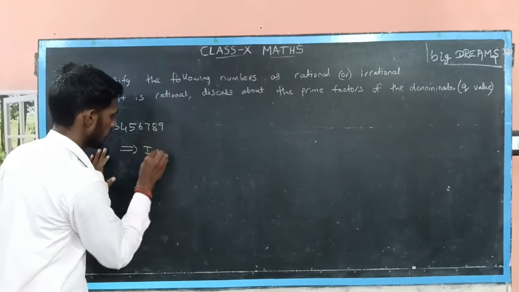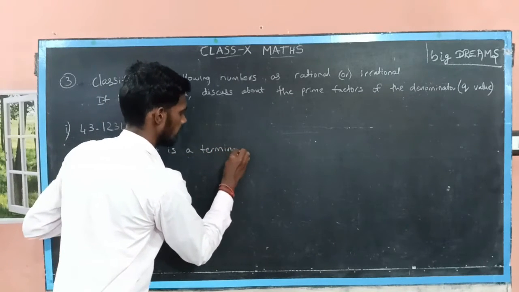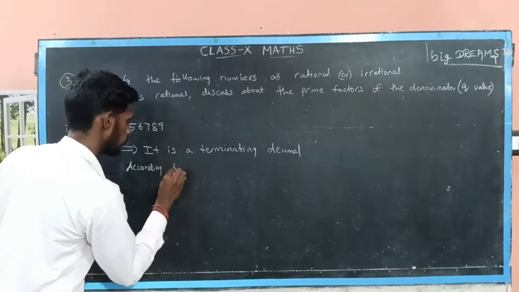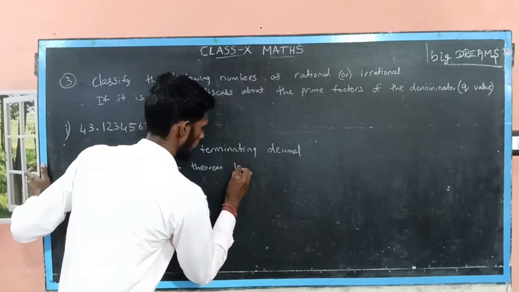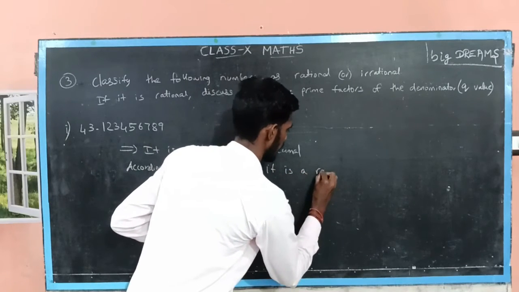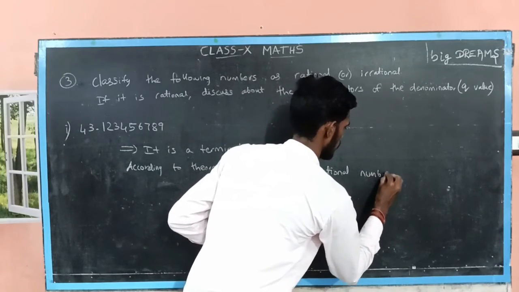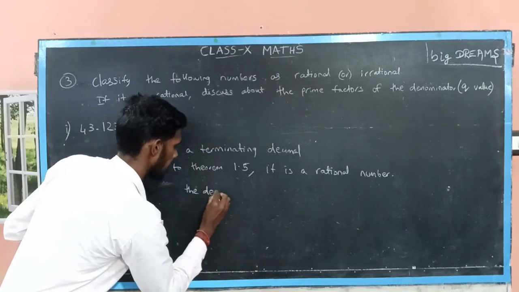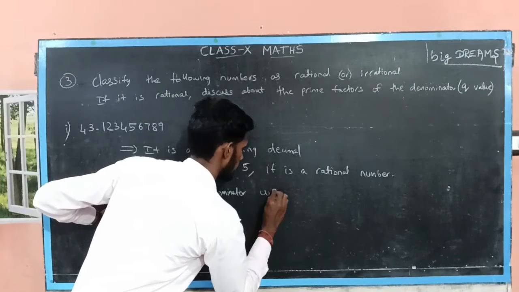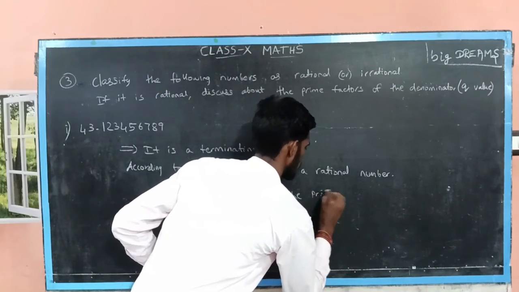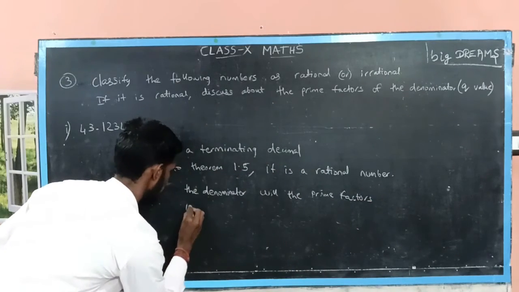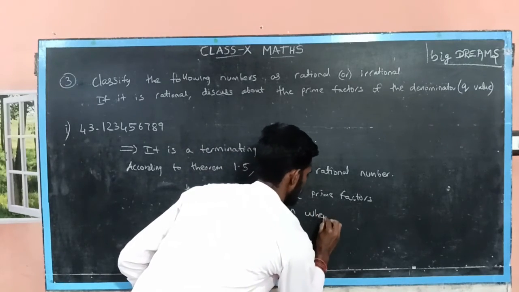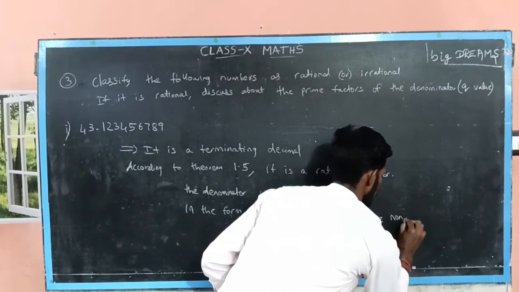So if it is a terminating decimal value, according to theorem 1.5, it is a rational number where both the numerator and denominator are co-prime numbers, and the q, the denominator, will have the prime factors in the form 2 power m into 5 power n, where m and n are non-negative integers.